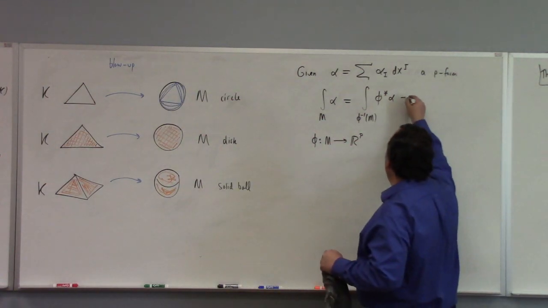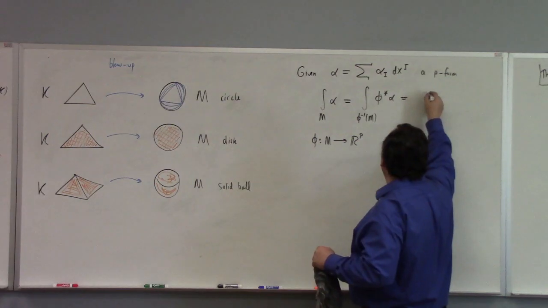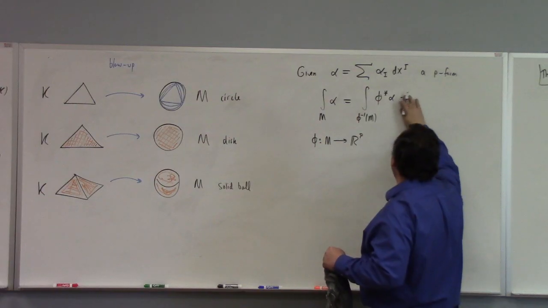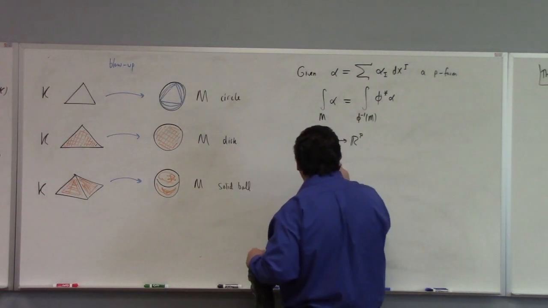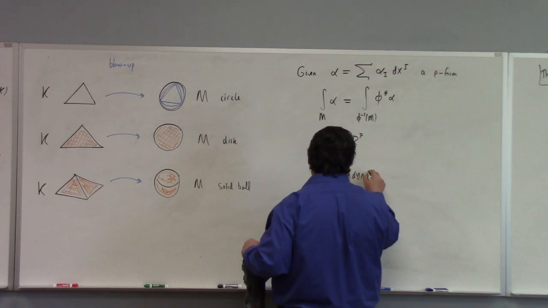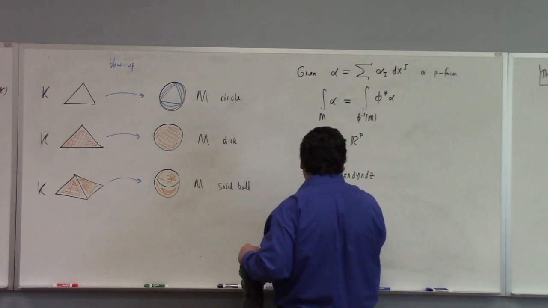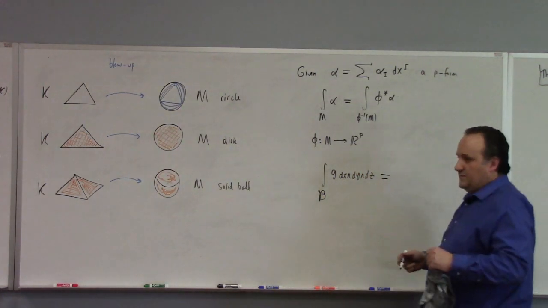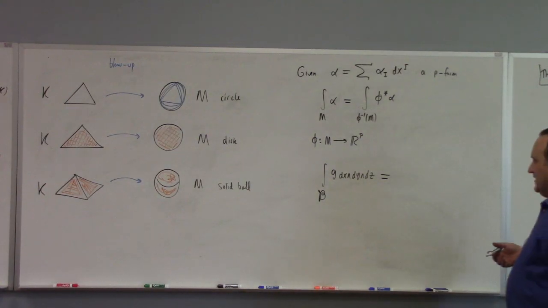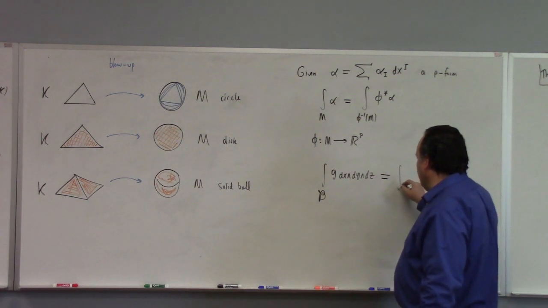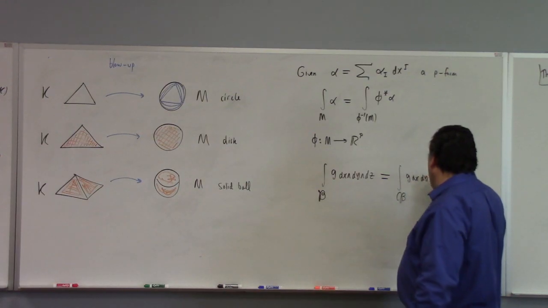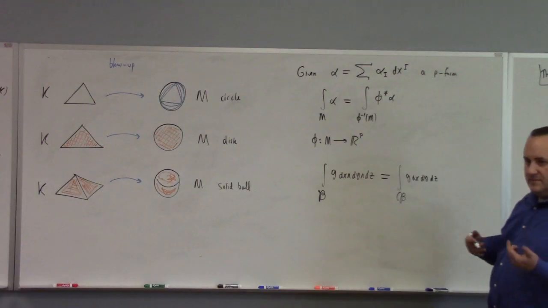And so here's what happens after the dust settles. Here's a simpler example. If I had g dx wedge dy wedge dz and I was integrating over a volume B, how do you define the integral of this 3-form over the volume B? The answer is you just drop the wedges. And it's just the ordinary triple integral.